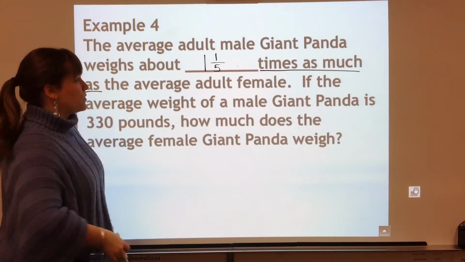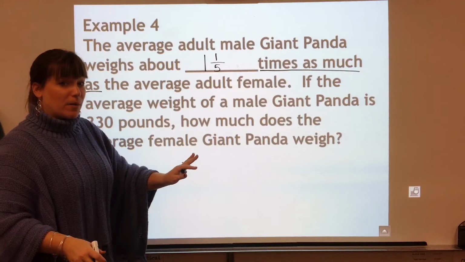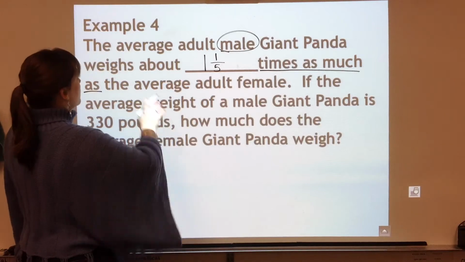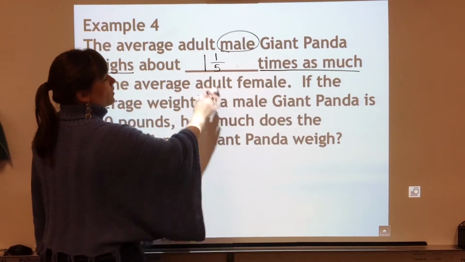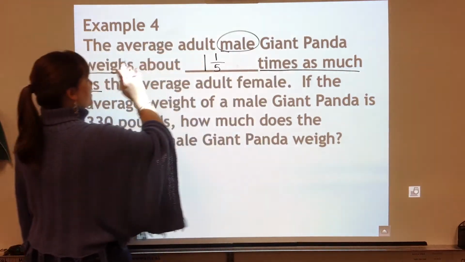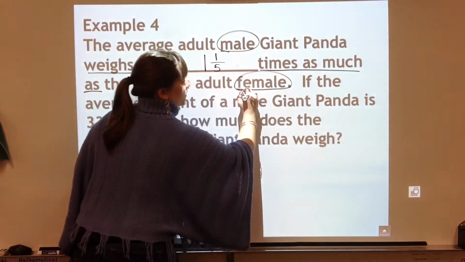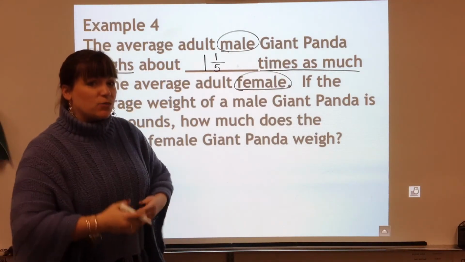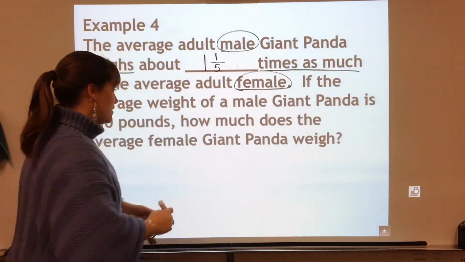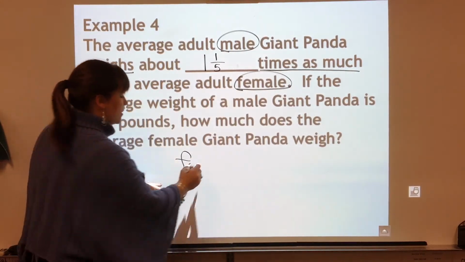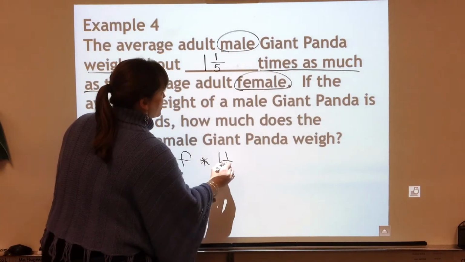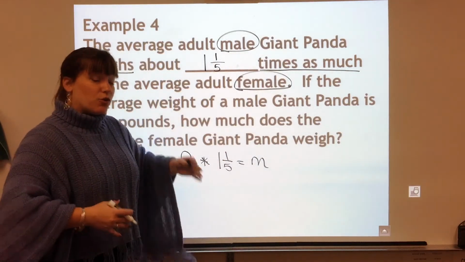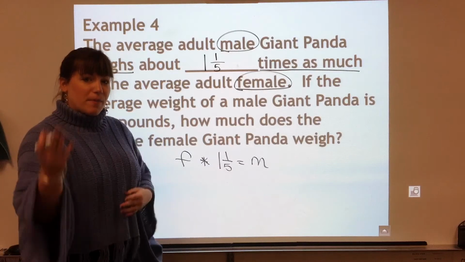So we're comparing two things. We got the male panda and the female panda. The male panda, that's really the most important word. The male weighs, this is obviously important as well, 1 1/5 times as much as the female. So the male's a little bit bigger, basically. And whatever the female is, we can multiply that. So whatever the female weighs, if we multiply it by 1 1/5, we will get what the male weighs. So notice I used letters F and M to represent male and female.